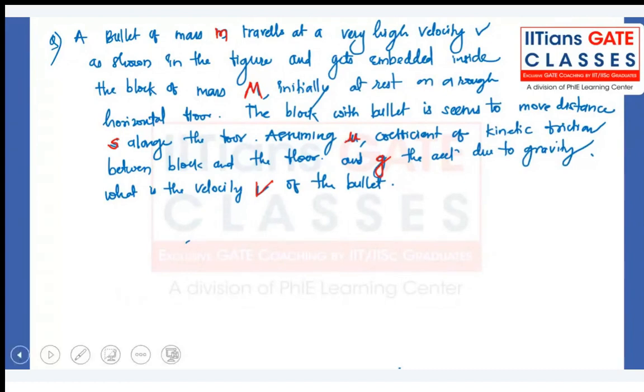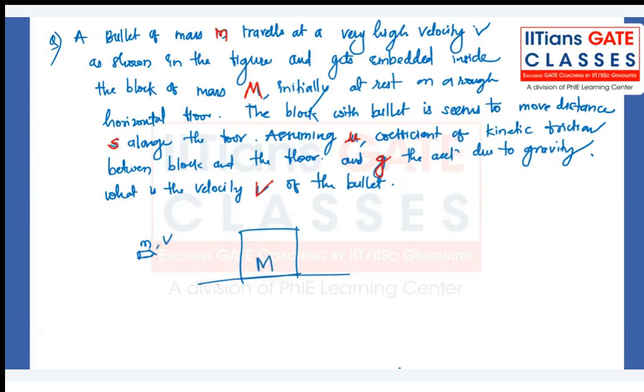Try to solve this. I'll repeat the question to help you understand it. We have a bullet of mass small m, which travels at a high velocity v, as shown in the figure, and gets embedded inside the block of mass capital M, initially at rest on a rough horizontal surface or floor. The block with the bullet moves a distance s along the floor after the impact. Assuming mu, the coefficient of kinetic friction between the block and the floor, and g as acceleration due to gravity, what is the velocity v of the bullet? I hope the question is clear. I'll give you 2 minutes of time. Think on it and solve.